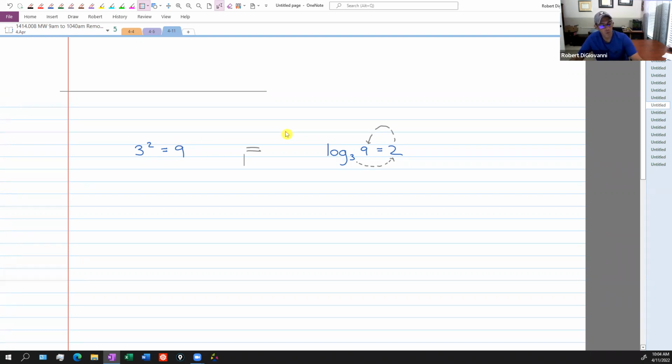The one on the left is called the exponential form. And this one is called the logarithmic form. Both of these are equivalent statements. But one of them is what's called the exponential form of the statement, and the other one is called the logarithmic form of the statement.